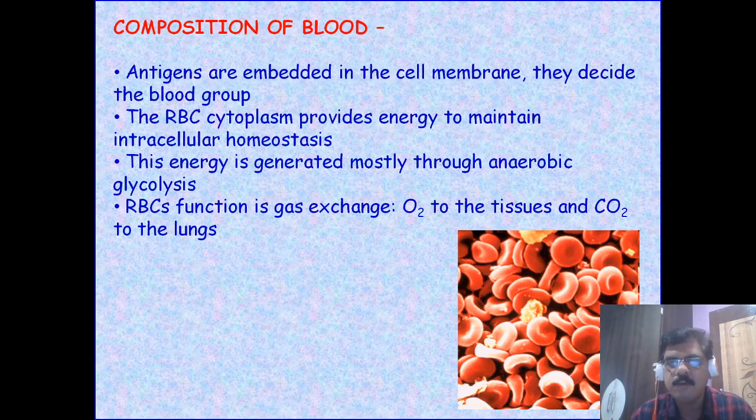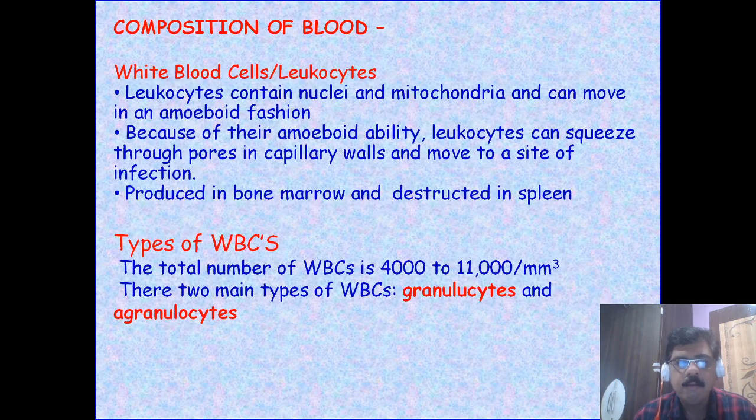Attached to the RBC there is a respiratory pigment that we call hemoglobin, to which the oxygen is attached and carried to the different parts of the body, and CO2 is taken back and released towards the lungs.